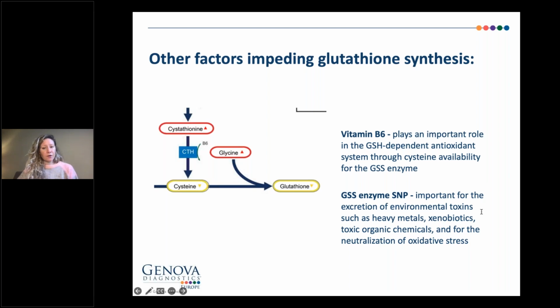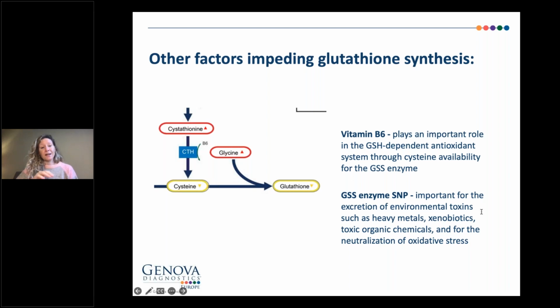So cysteine is a non-essential sulfur-containing amino acid. It can be obtained either from the diet as well as being endogenously made from cystathionine. So as mentioned in the previous slide, of course, it is a very important component of glutathione, and it has been shown to be the limiting amino acid for glutathione synthesis. And the conversion from cysteine to glutathione requires the enzyme glutathione synthetase, or GSS. And this is the same enzyme that also catalyzes the conversion of glycine to glutathione.